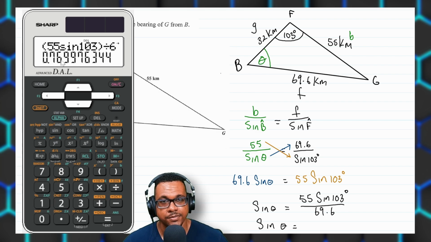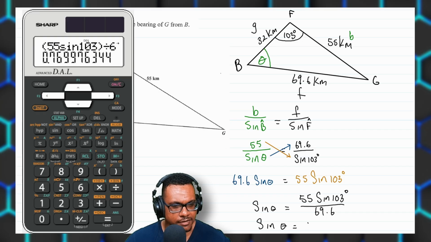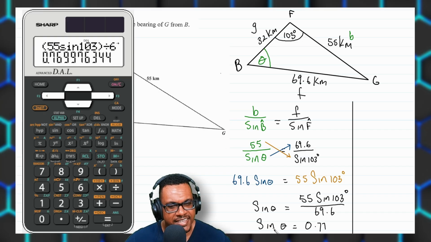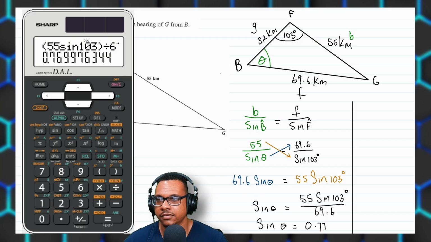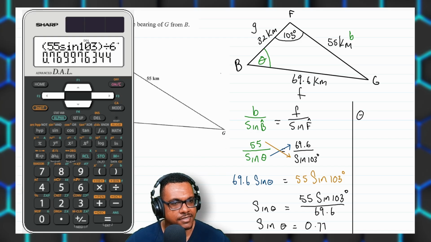Now, seeing that we want our angle to the nearest degree, I'll just do this to three significant figures. Okay, so 1, 2, 3. After this 9 is a 9, so this 9 will go up by 1, which will cause the 6 to go up by 1, so we have 0.77. So here I'll have 0.77.